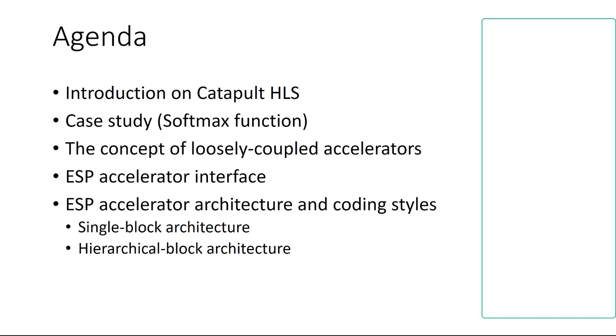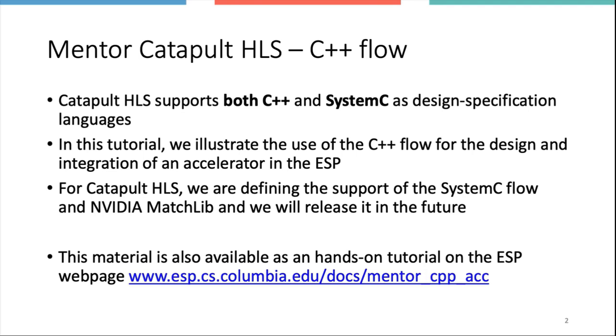In the tutorial, I will illustrate how to design an accelerator with the C++ flow of Catapult HLS. Please note that Catapult HLS supports both C++ and System-C as design specification languages. In the tutorial, I will describe some of the aspects of the C++ synthesis flow. With the ESP team, we are working on the Catapult HLS System-C flow and the integration with the NVIDIA MatchLib. This tutorial is also available as hands-on material on the ESP webpage.